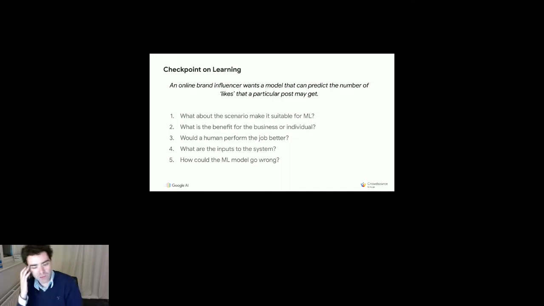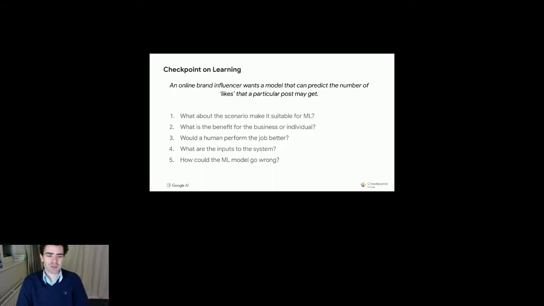An online brand influencer wants a model that can predict the number of likes that a particular post may get. What about the scenario? Make it suitable for ML.